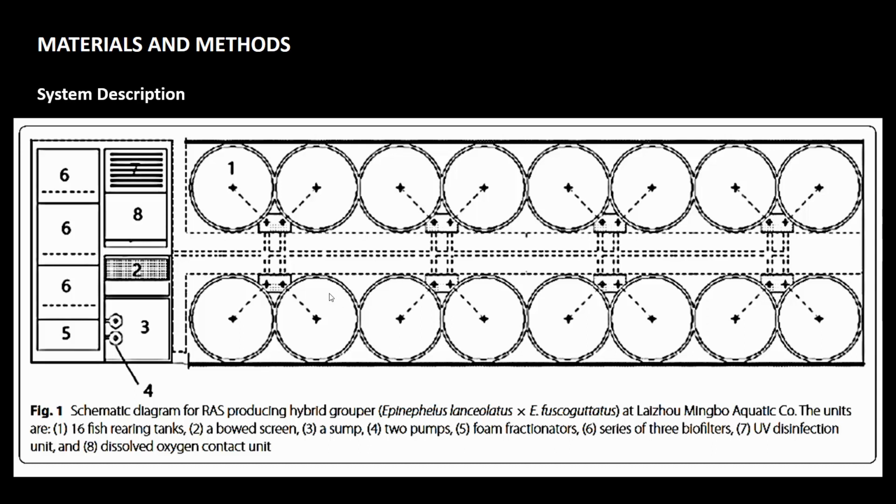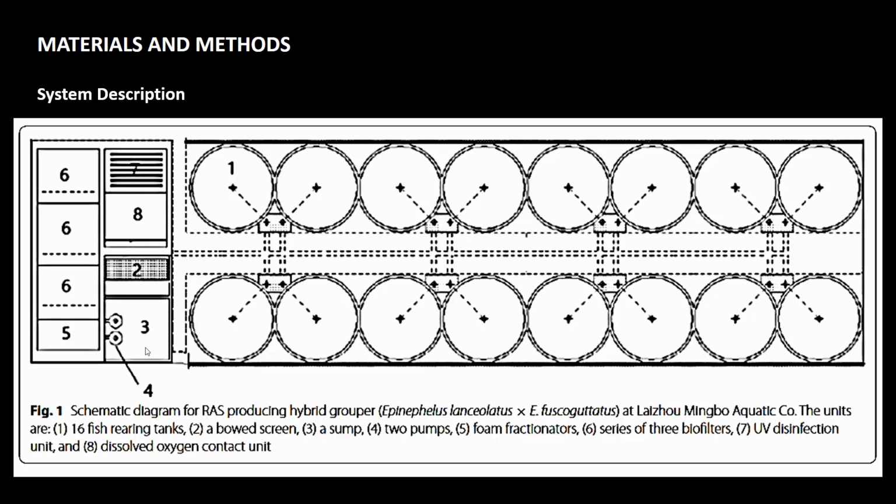Now let's go to the materials and methods. Let's take a look at the RAS setup here, where the study was conducted. So we have here 16 tanks, each 7 meters in diameter. So you can imagine how big these tanks are. Each, of course, has an inlet and outlet for recirculated water. And you can check the numbers here representing the critical components of the system.